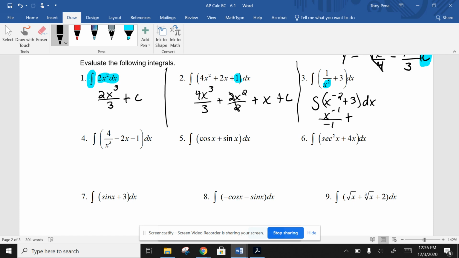And then think through what we would have taken the derivative of to get a regular old 3. That would have had to have been a 3x. Add your constant. I wouldn't expect you to rewrite this with positive exponents. So negative 1 over x plus 3x plus c. That should be our final answer for that one.